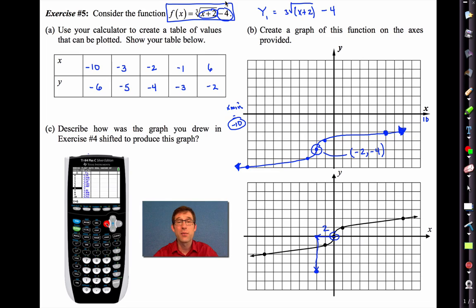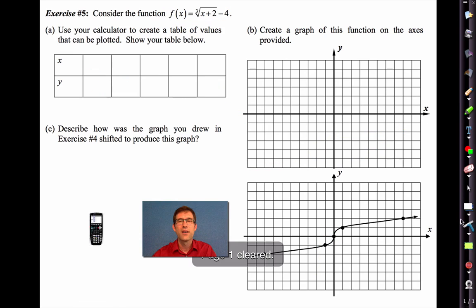That may be the last time we see shifting. All right, we've seen the shifting of a lot of different functions, and it seems to work the same every single time. Okay, so pause the video now. I'm going to clear this out, and then we're going to finish up this lesson. All right, let's do it.